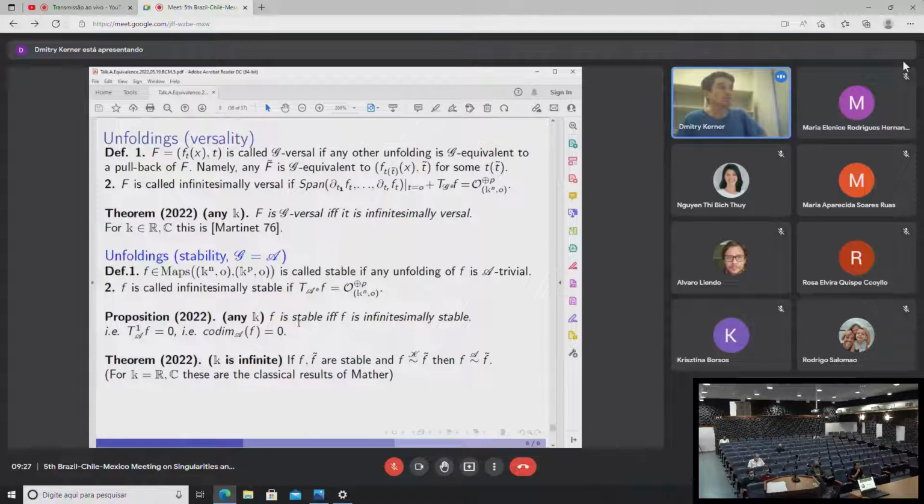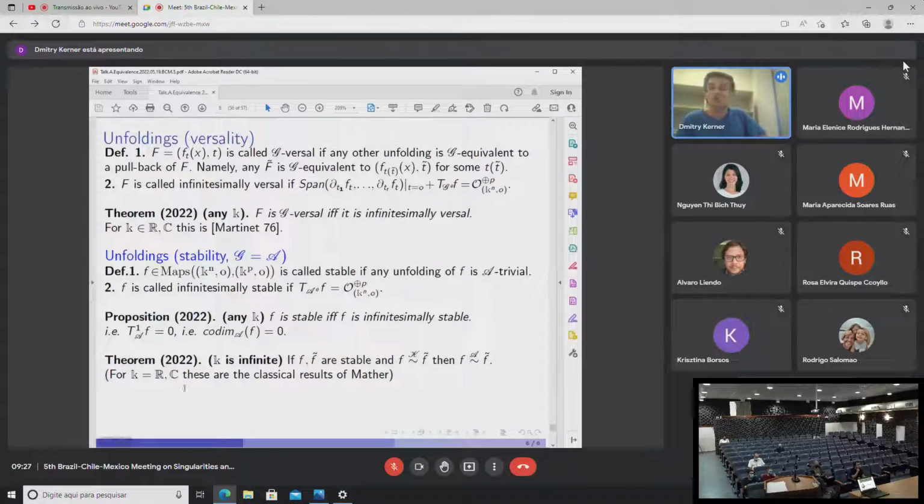Here is the statement. If two maps are stable, and they are K-equivalent, then they are also A-equivalent. Another formulation: if the two maps have the same local algebra, then they have isomorphic local algebra, then they are A-equivalent.